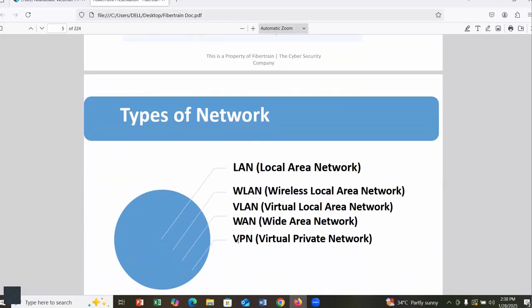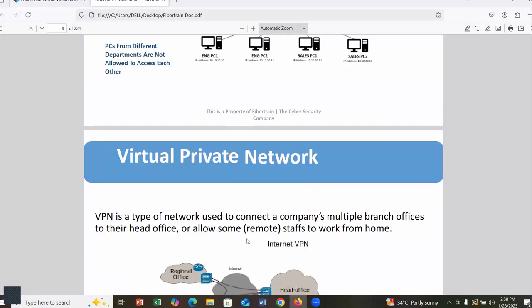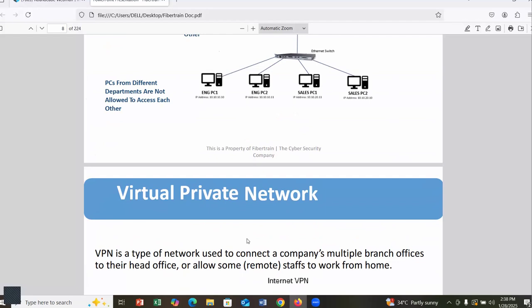WAN is omitted before we go to VPN. So let me explain what a WAN is. When we're talking about WAN, WAN stands for wide area network. So what's the function of a WAN? A WAN is a connection of multiple LANs.